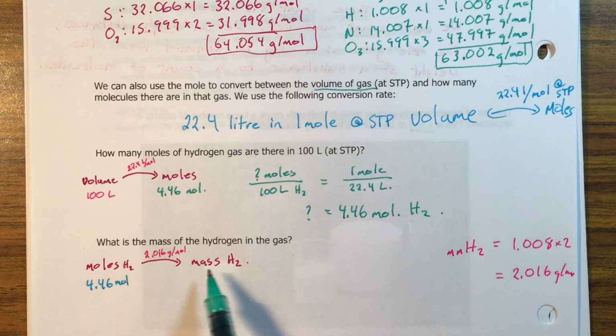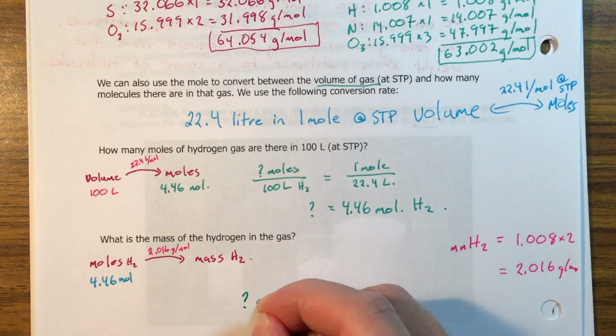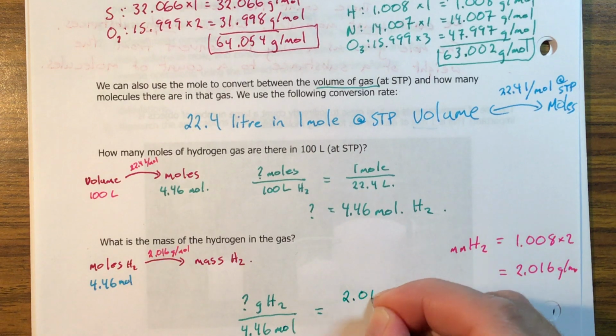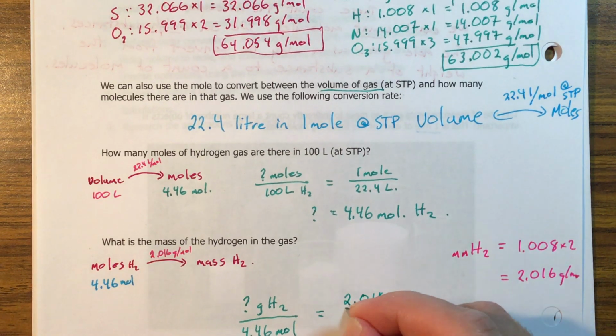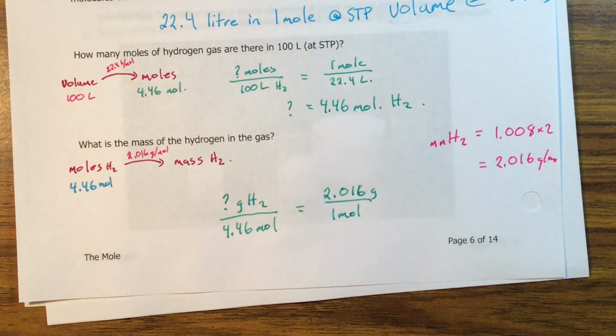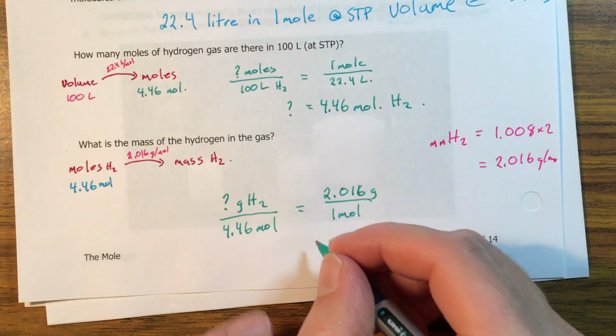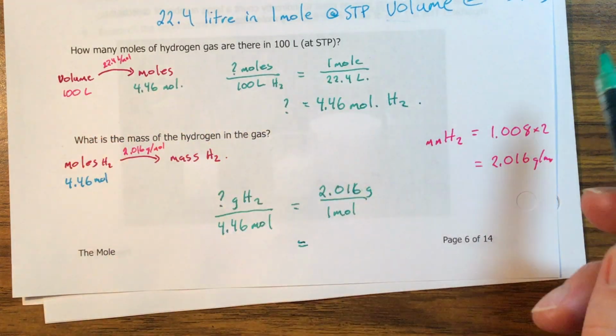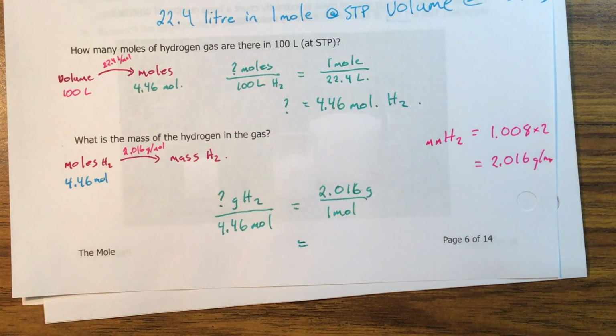So how did I do that? I don't know my mass. So I put how many grams of H2 are there in 4.46 moles if I know there are 2.016 grams in 1 mole of H2. Now I can just solve this proportion by taking this number multiplying by 2.016. Now I've kept this number in my calculator. As I go along, I like to keep the number in my calculator in the full form. So I do 4.46 times 2.016.